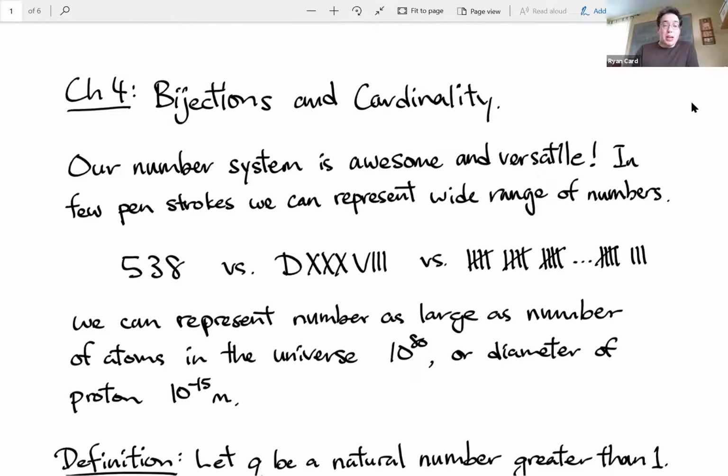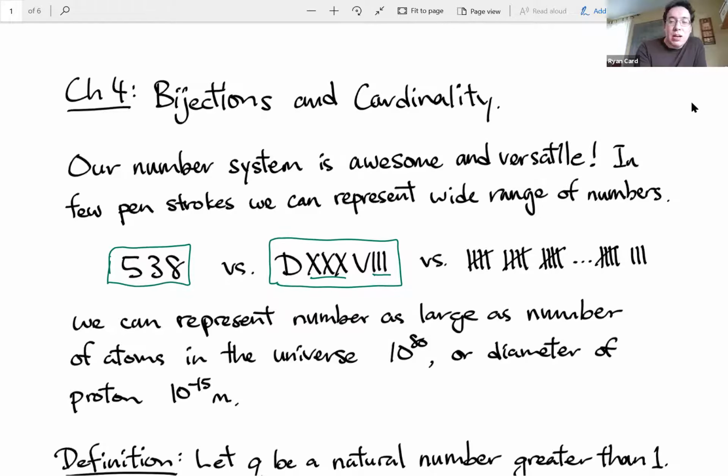so I want to start by saying our number system is very versatile and it's very awesome. So what I mean by number system is how we write down numbers. Here's an example of how we write down a number, 538. We might compare this to how you might write this in Roman numerals, right? Sometimes we repeat symbols, so I means 1, 3 I's means 3, and 3 X's means 3 times 10.